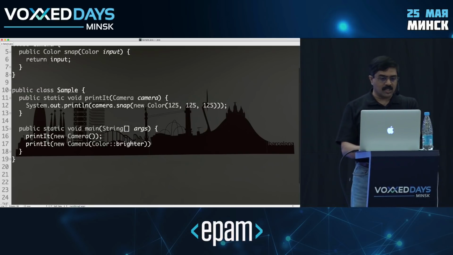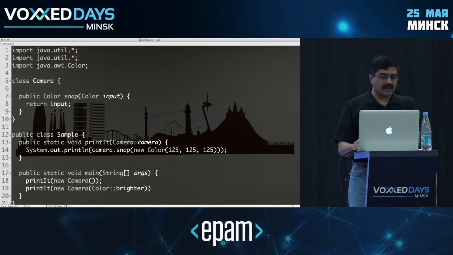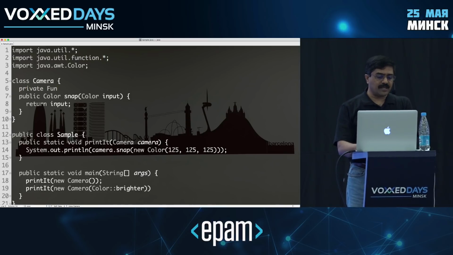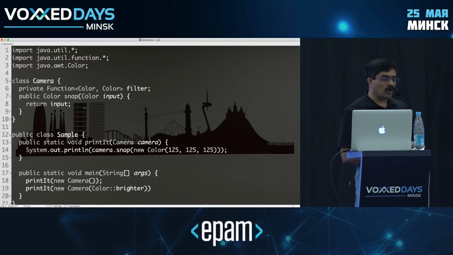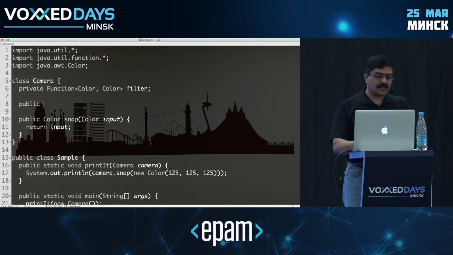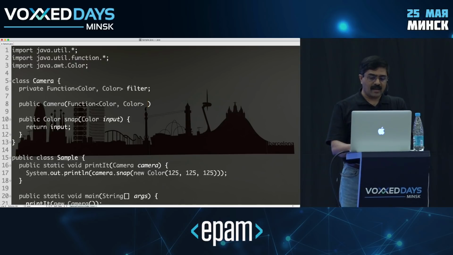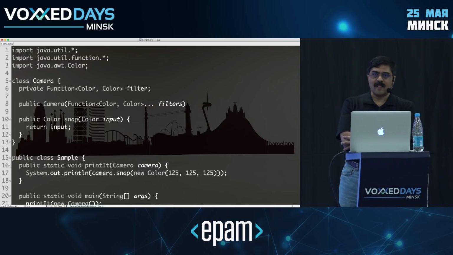How would I really implement this piece of code? I'm going to go to this code right here, and I'm going to first of all bring in a function. So in this case, I'm going to say private function, and this is going to take a color as an input, return a color as an output. We'll call it a filter. Notice I'm using the word filter as a singular right now. So then what I will do is write a constructor for the class here, camera. This takes a function color, color as an input. And I'm going to say a filter. We'll call it filters, filters as a plural. So I'll pass a var arg to it.